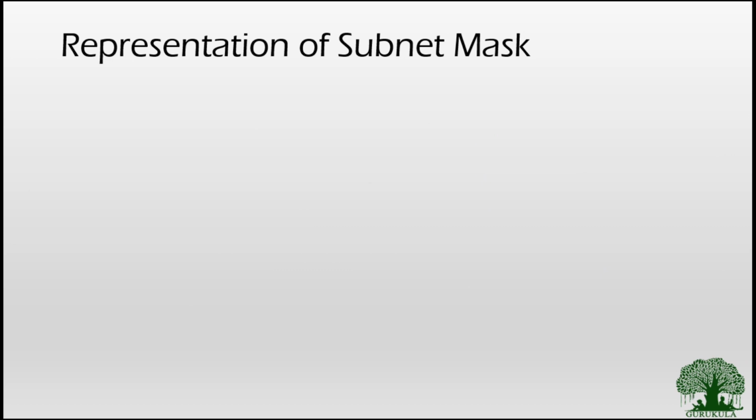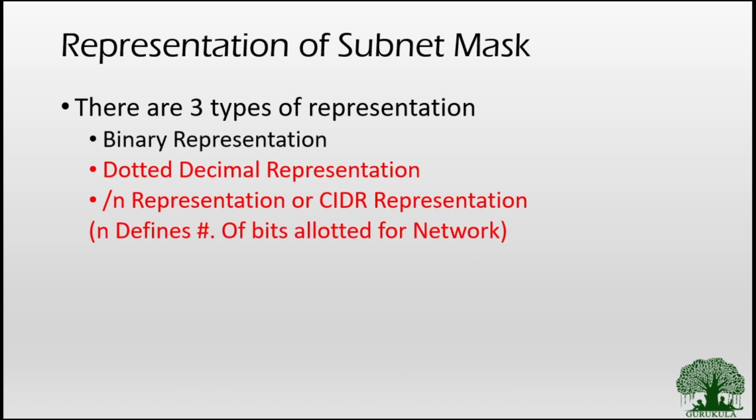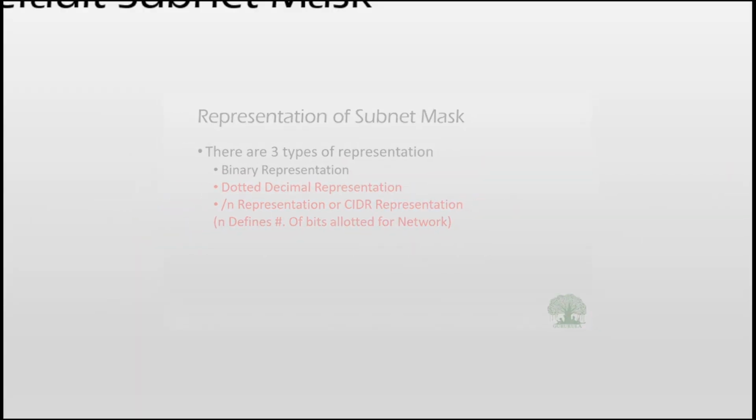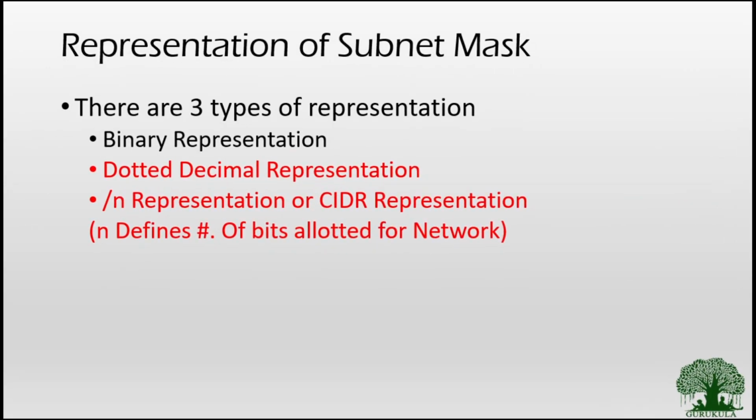And then there are multiple ways of representing the subnet mask. So how do we represent the subnet mask? There are three types of representation. The first type is binary representation, which we have seen in the previous slide, and the next one is dotted decimal representation, which is also seen in the previous slide. Another representation is /n representation, where n represents the number of bits allocated for a network.